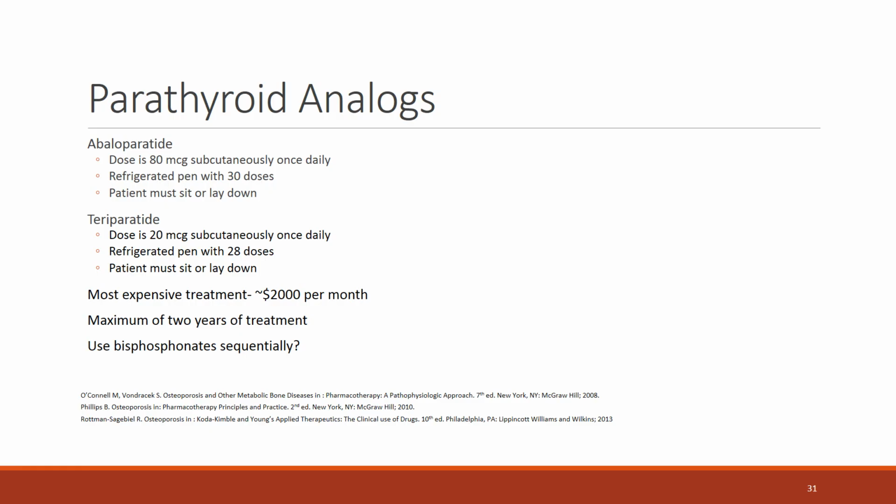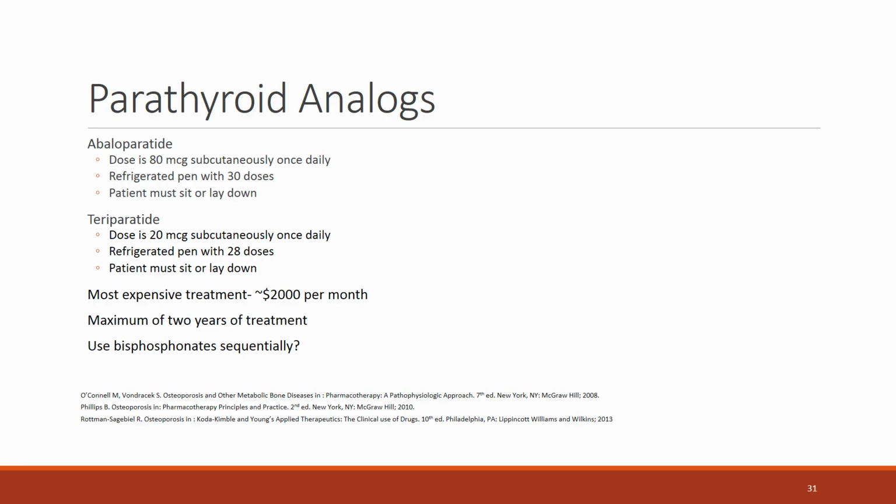Right now, there are 2 parathyroid analogs. One is abaloparatide. It is an 80 microgram subcutaneous injection once a day. It comes in a pen that must be refrigerated, with 30 doses. And again, patients should sit or lay down during and after the injection.